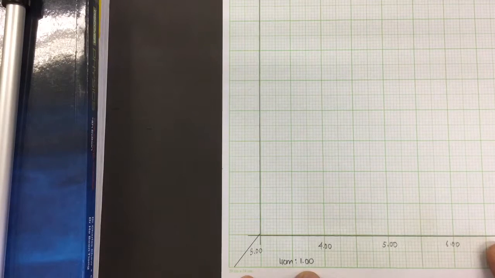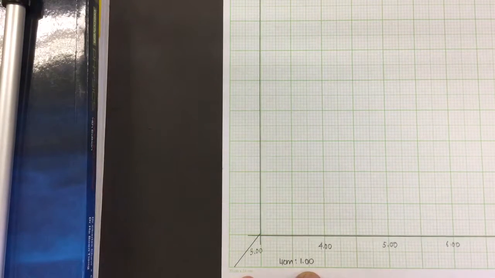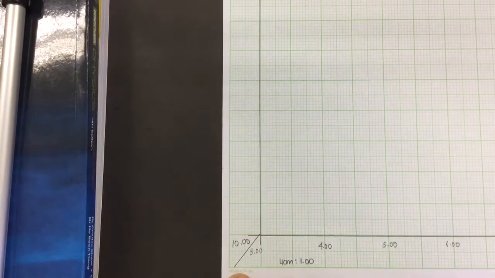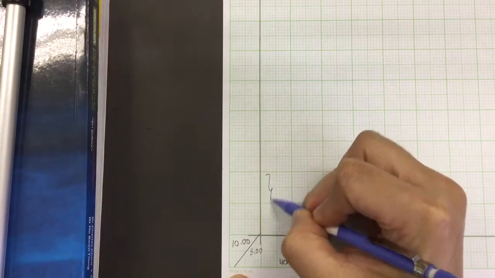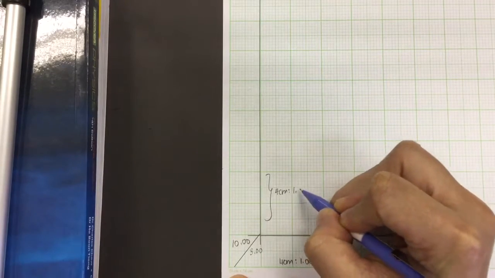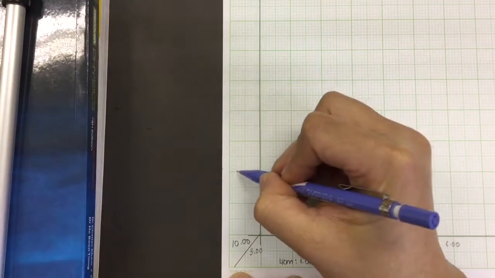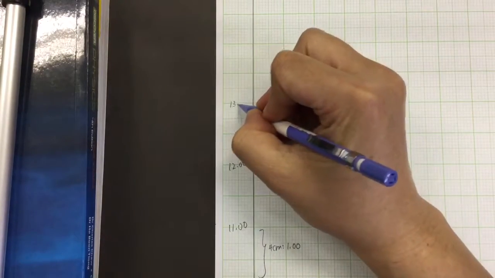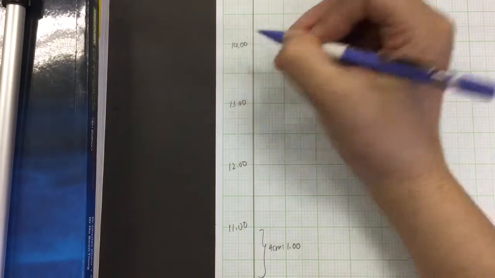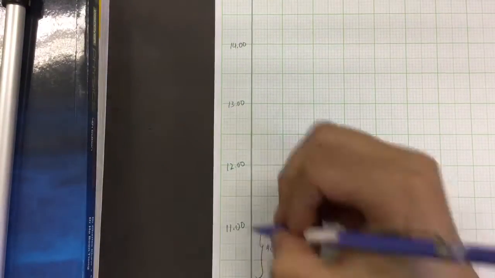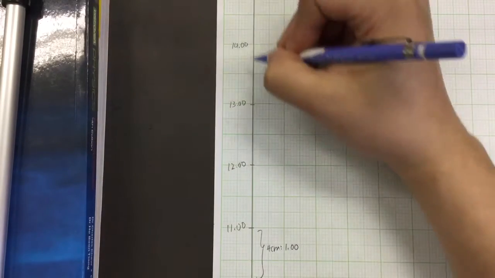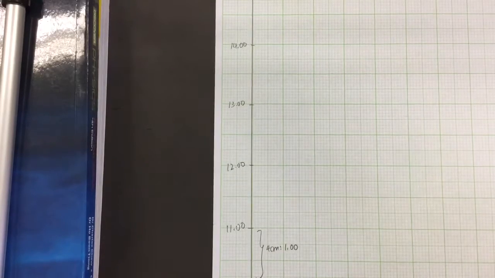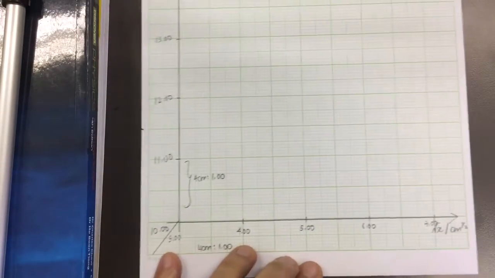Do the same for the y-axis, t average. You can start from 10, and again I will use a scale of 4 cm is to 1.00. Okay, make sure your points are clearly indicated with the correct number of decimal places.